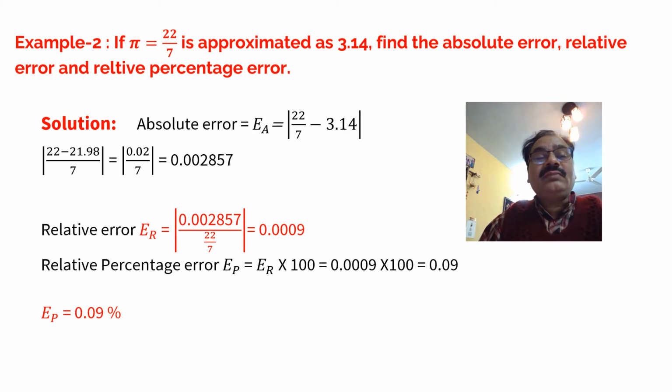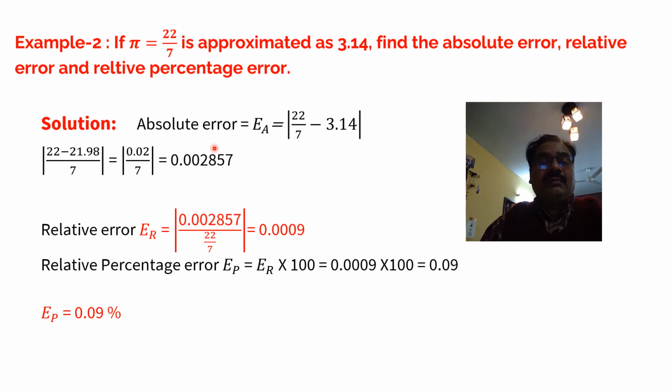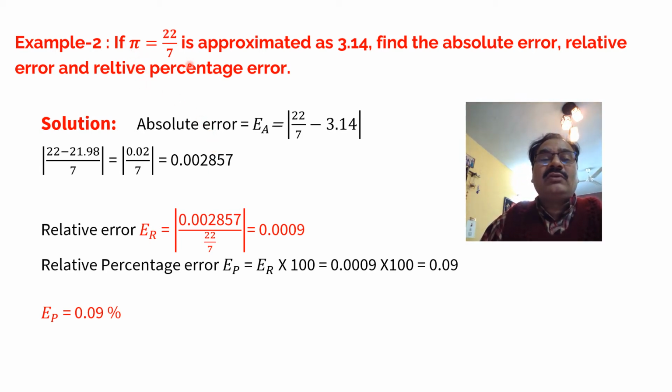Now another problem which is very famous in the student domain is the value of pi. Pi is 22 by 7, approximated as 3.14. Find the absolute error, relative error and relative percentage error. The absolute error is 22 by 7 minus the approximate value, and the approximate value we always take as 3.14.